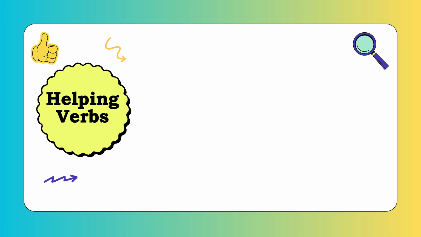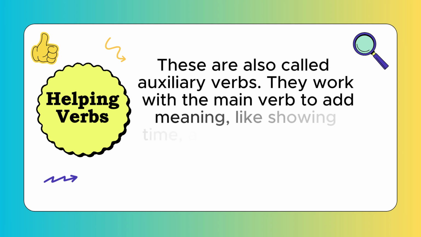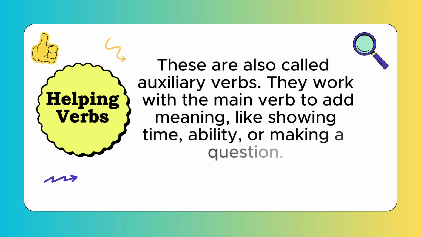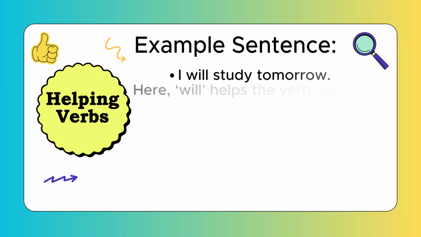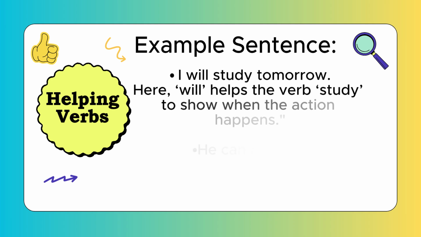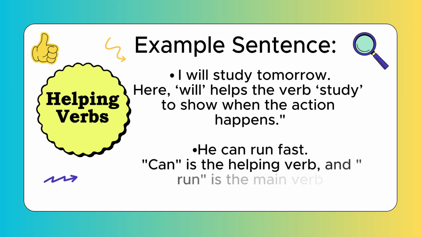Now let's talk about helping verbs. These are also called auxiliary verbs. They work with the main verb to add meaning, like showing time, ability, or making a question. Examples: can, will, have. I will study tomorrow. Here, will helps the verb study to show when the action happens. He can run fast. Can is the helping verb, and run is the main verb.